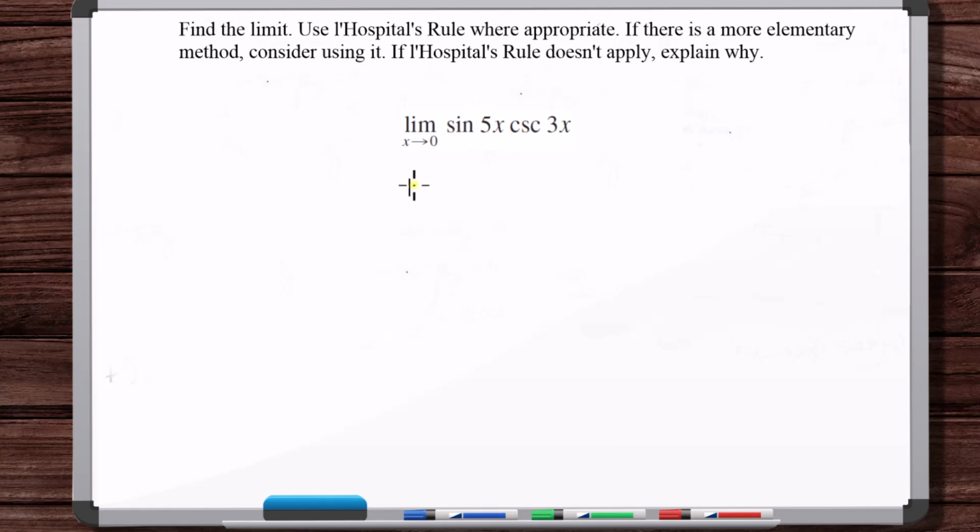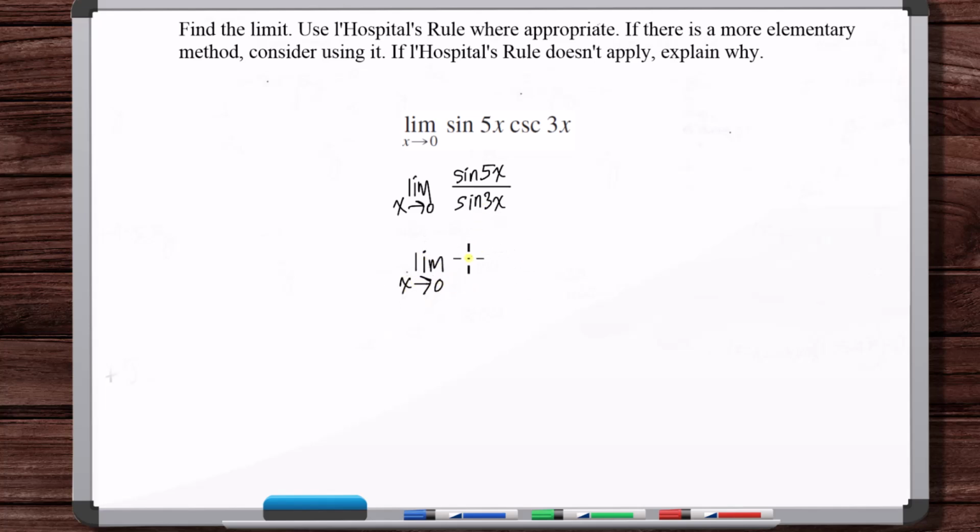All right, we can write this as the limit as x approaches 0 of sine of 3x and then sine of 5x. Right? That's what cosecant of 3x is, 1 over sine of 3x. Now we plug in 0, we get 0 divided by 0. So now we can apply L'Hopital's rule.